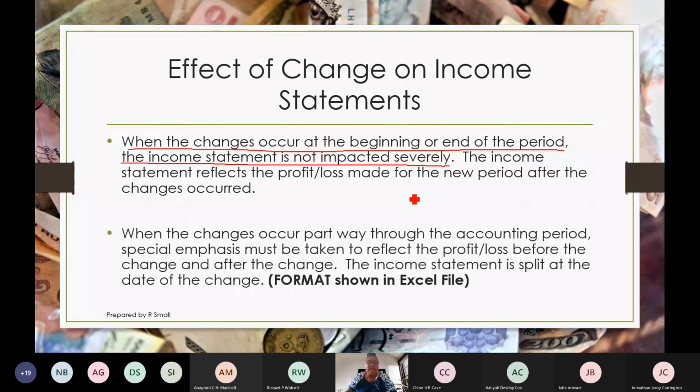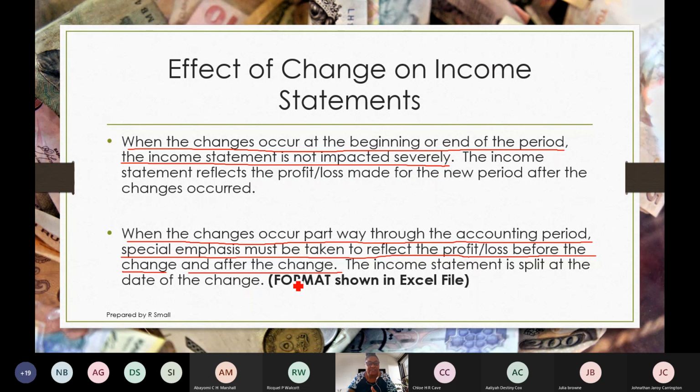Secondly, when the changes occur partway through the accounting period, special emphasis must be taken to reflect the profit or loss before the change and after the change. So this is the one where you have those issues that you need to pay close attention to.